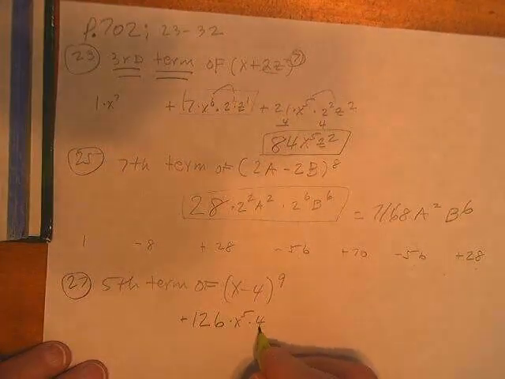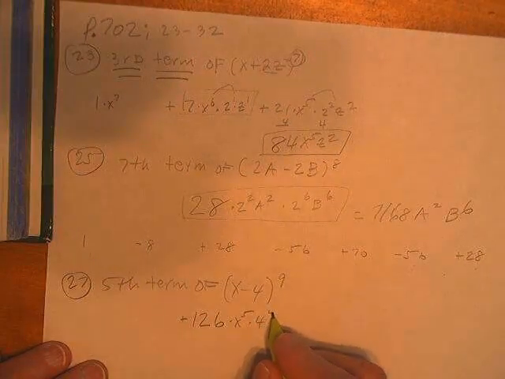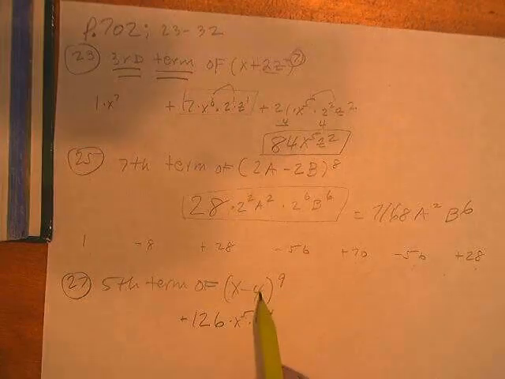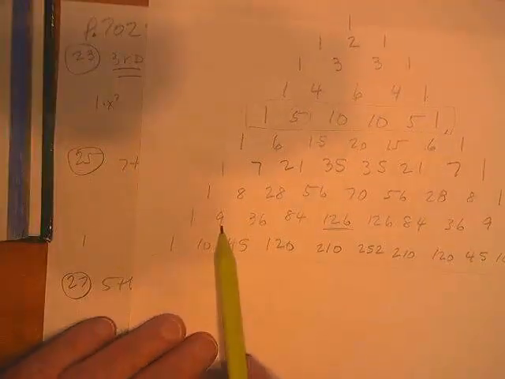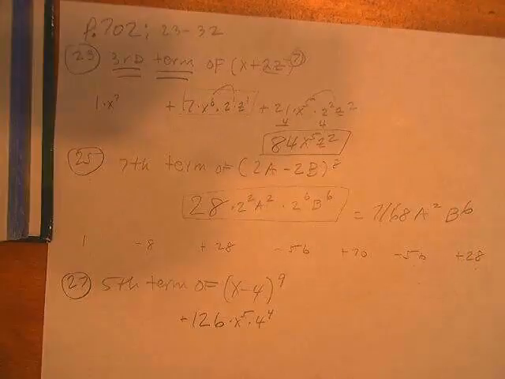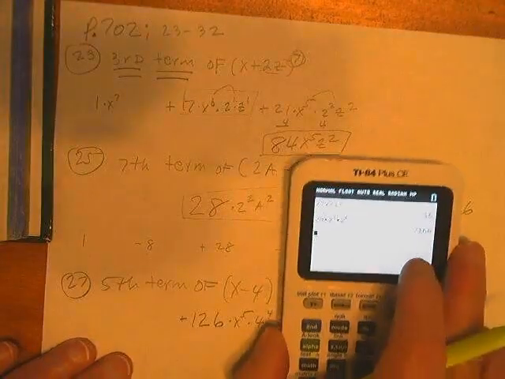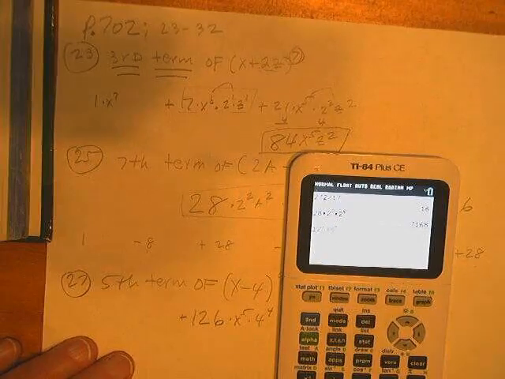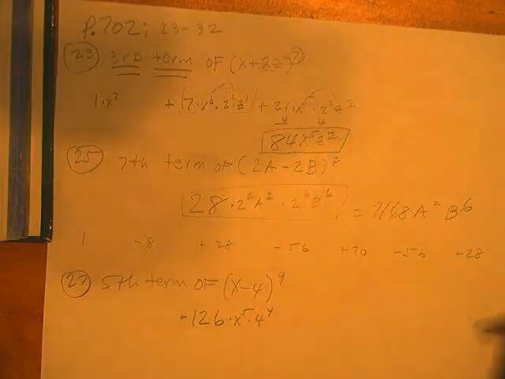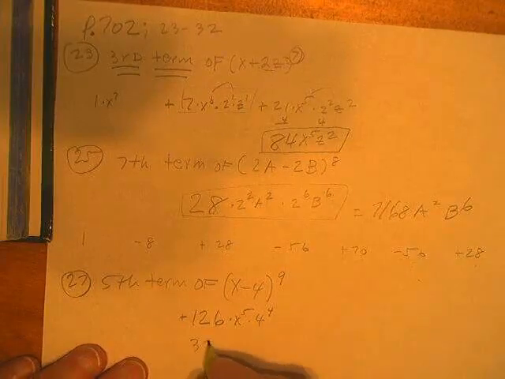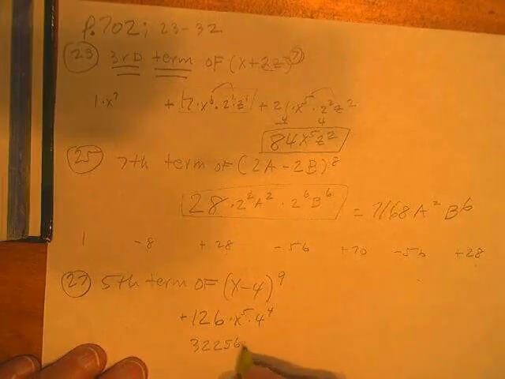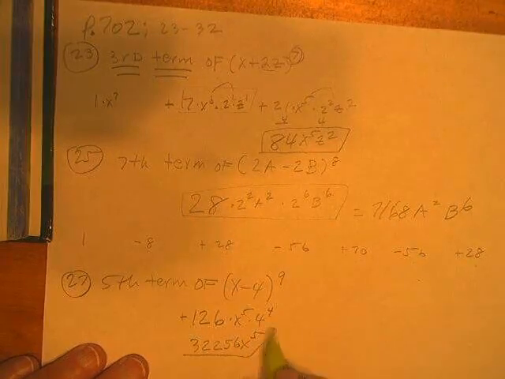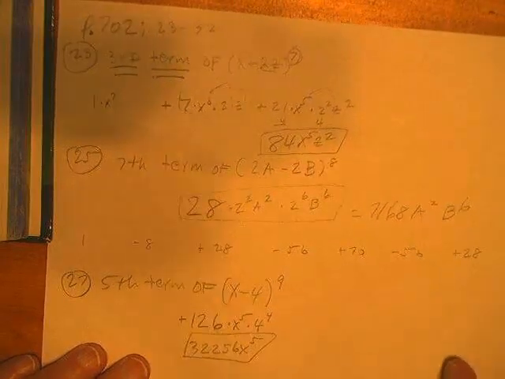And this is going to be 4 to the 4th, because 4 plus 5 is 9. But think about this: this 4 to the 1st ends up right here. 1, 2, 3, 4. 4 to the 4th. Okay, 126 times 4 to the 4th is 32,256 x to the 5th. And we're good on that one.